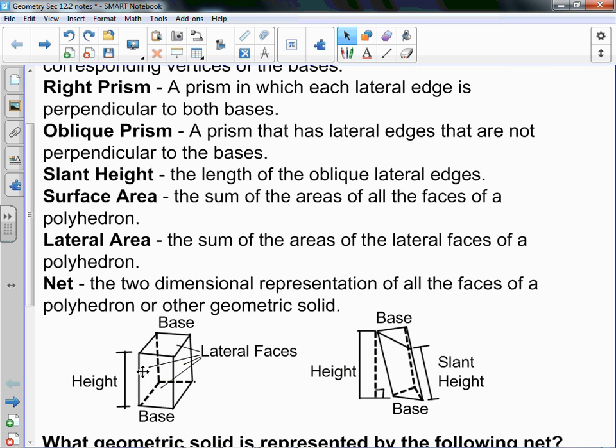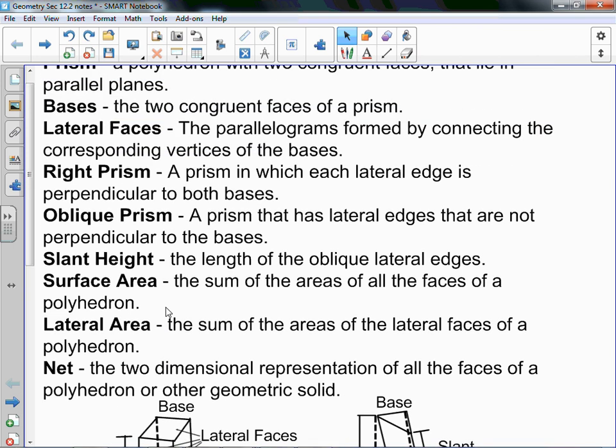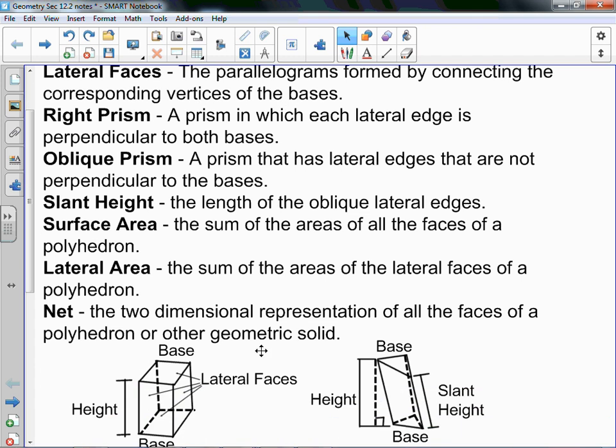So like here, we have a prism. The top and bottom are congruent to each other, both squares here. So those would be the bases. Lateral faces are going to be the parallelograms formed by connecting the corresponding vertices of the bases. So basically we have a base on the top and bottom here, and then all of these rectangles going around the sides would be the lateral faces.